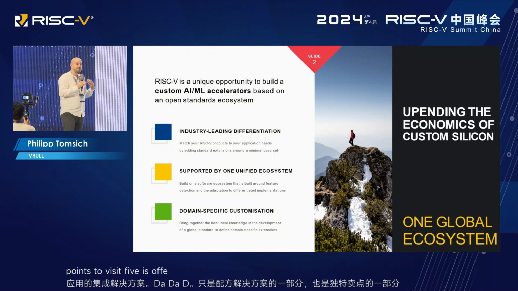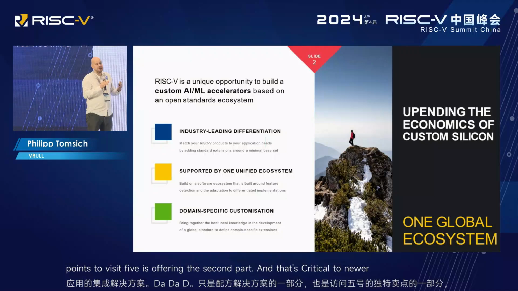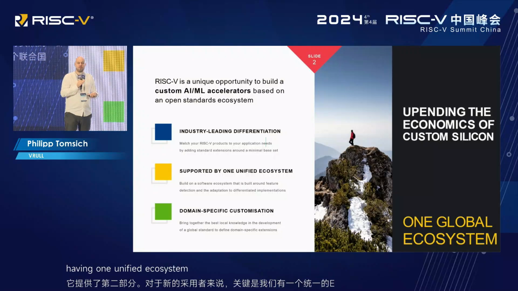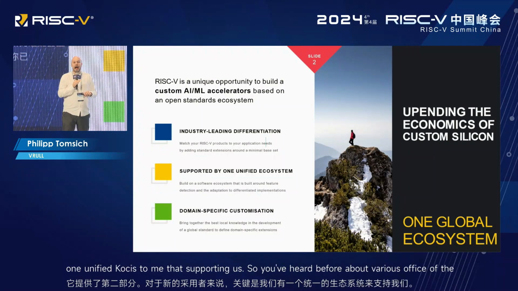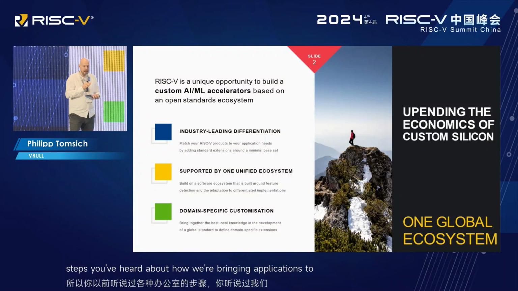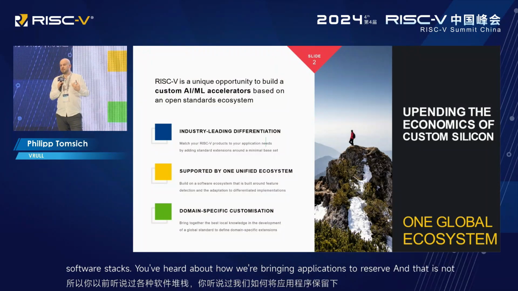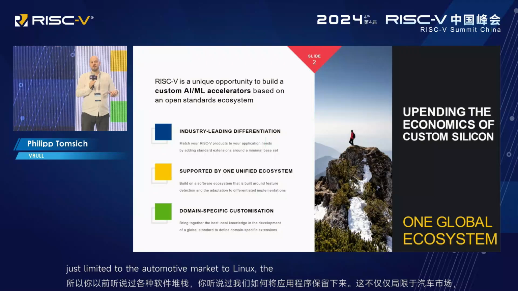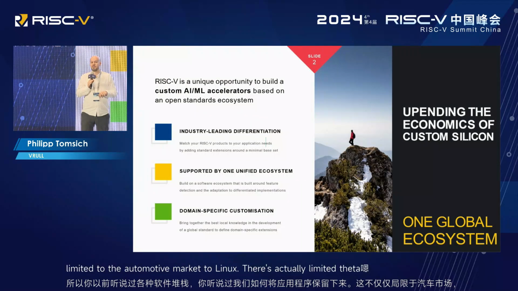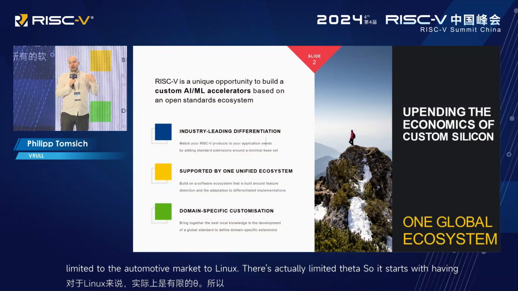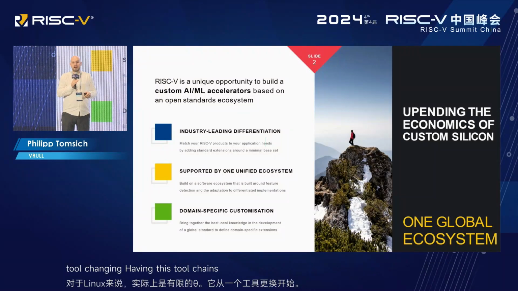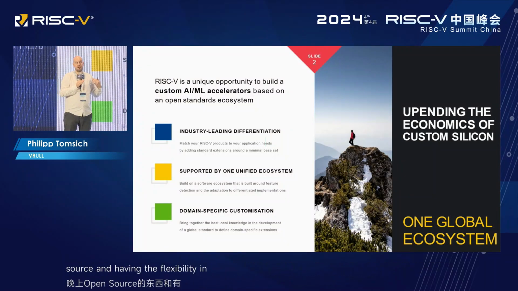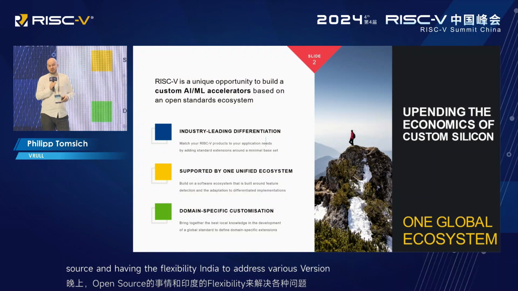The second part, and that's critical to new adopters, is that we have one unified ecosystem supporting this. You've heard before about various software stacks, and about how we're bringing applications to RISC-V. And that is not just limited to the automotive market or to Linux. This is actually extended to all of the software. It starts with having one tool chain, having these tool chains fully upstream, enabling things in the open source, and having the flexibility to address various versions of RISC-V with different extensions, but just recompiling.